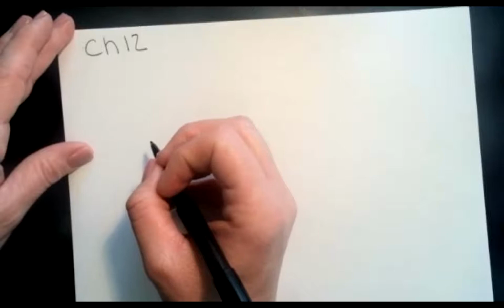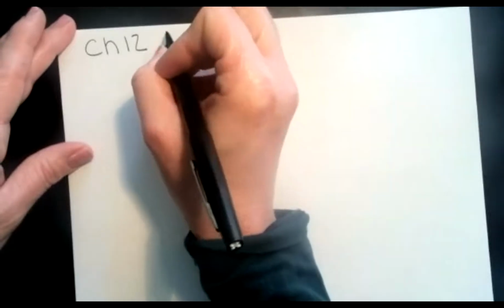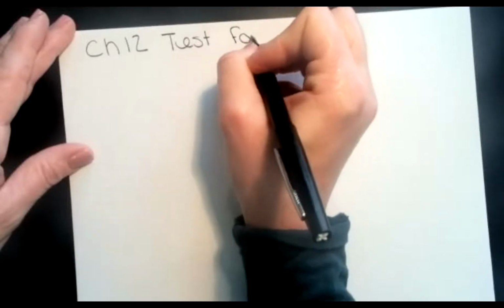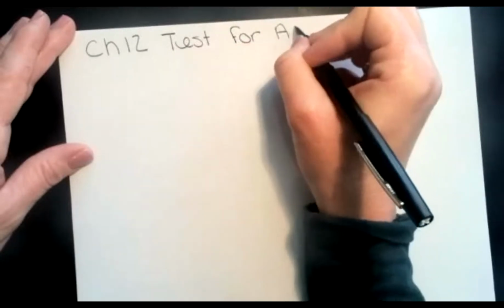Okay, so today we're going to continue with this chapter 12. In chapter 12, we're talking about that chi-square distribution, but today we're going to talk about the test for association.